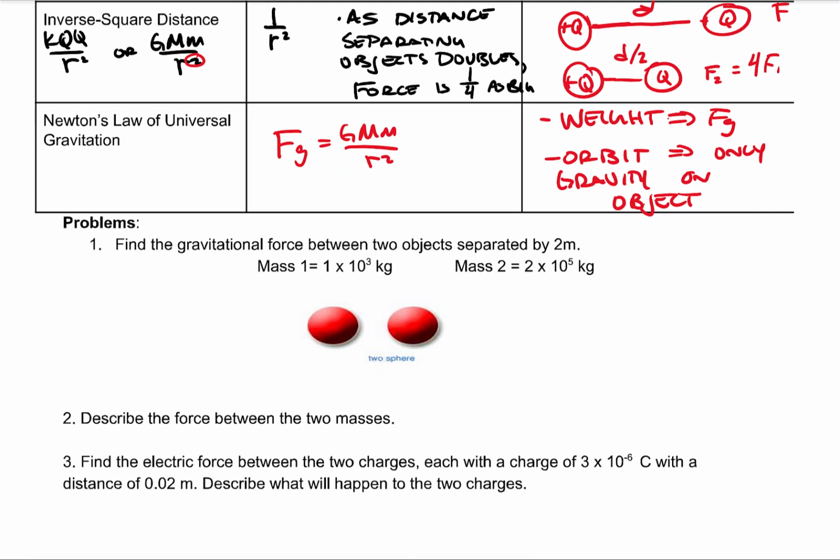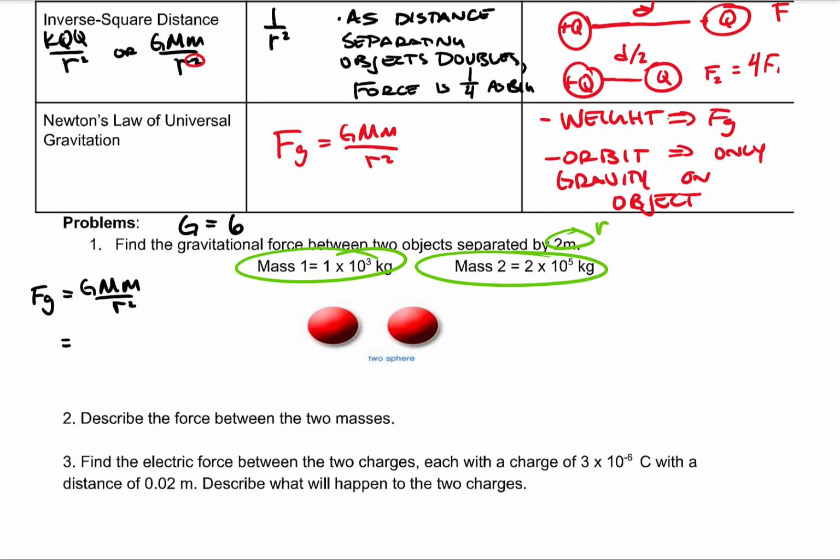All right, so number 1 for our problems here, find the gravitational force between these two objects separated by 2 meters. So we have mass 1, mass 2, and then that 2 meters is going to be my r. So the gravitational force is GMm over r squared. Well, we know all those numbers. G is always 6.67 times 10 to the negative 11th newton meters squared per kilogram squared.